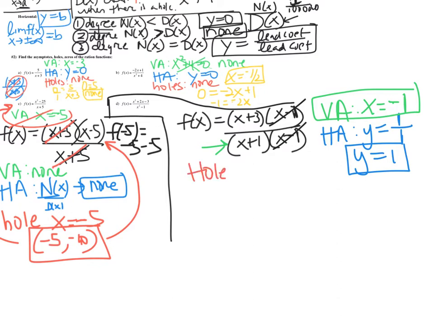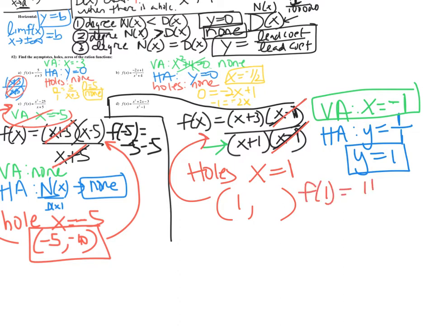So then, let's go ahead and find the holes in the graph. The holes occur, remember, where you can reduce. So the hole occurs at x equals 1. But I might ask for a point, okay? And if I ask for a point, then you would need to plug 1 into your function after you've reduced it. So f of 1 equals 1 plus 3 over 1 plus 1. So you get 4 over 2, which is 2. So the hole occurs at the point (1, 2).